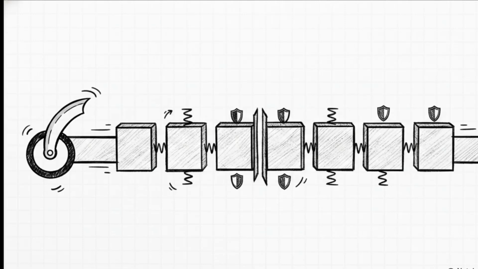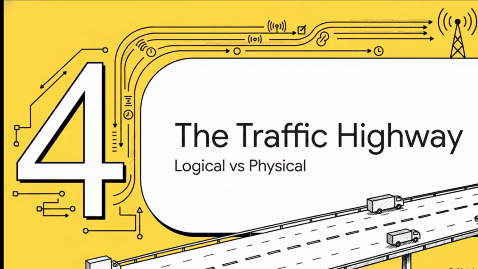But since radio waves take time to travel and you might be moving, the network inserts guard periods between these slots. These brief pauses prevent overlapping signals, burst alignment errors, and handle time dispersion on the path, ensuring your data doesn't accidentally smash into someone else's. Section 4. The traffic highway.